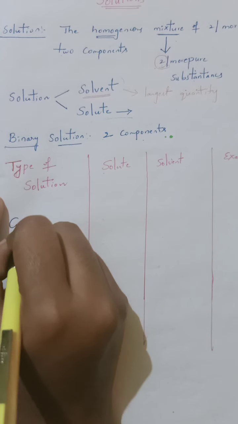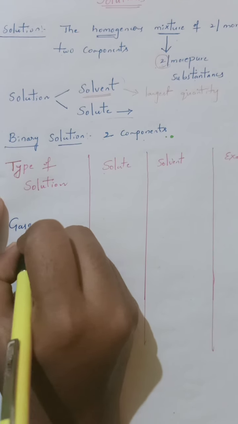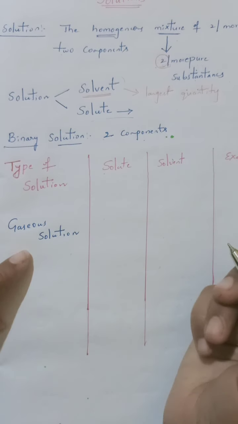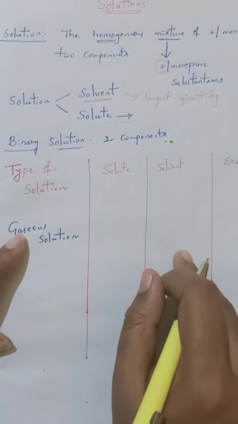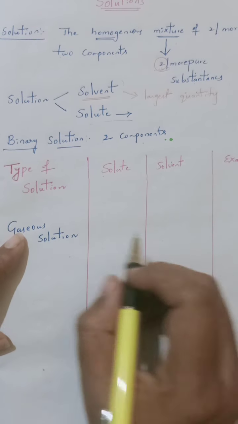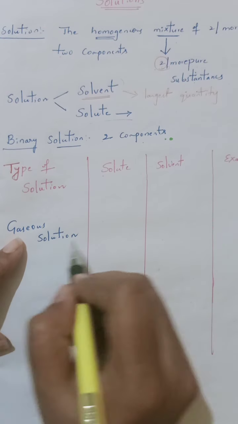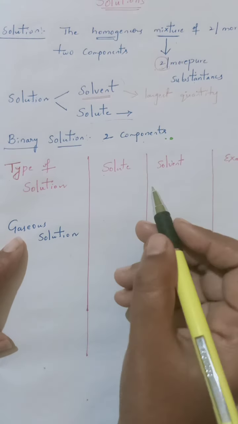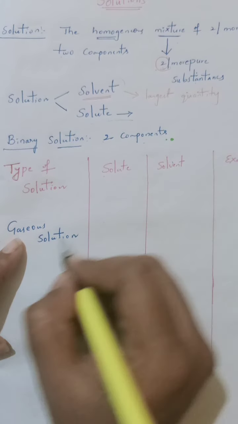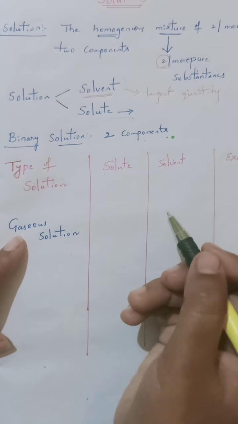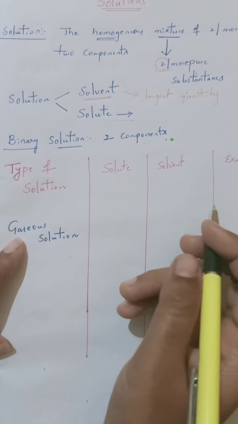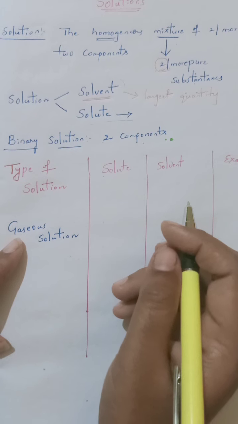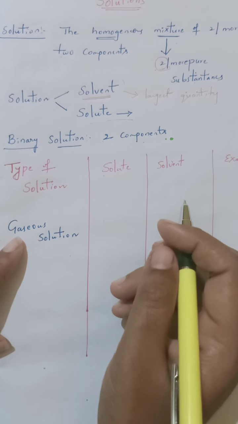First one is gaseous solutions. In these gaseous solutions, the solvent condition will be gas, that never changes. So in this type of gaseous solution, the solvent is always gaseous in nature. Only the solute type changes. So the solute in a gaseous solution may be a liquid or a gas or a solid, because a component or matter can exist in 3 physical states: gaseous, liquid and solid.